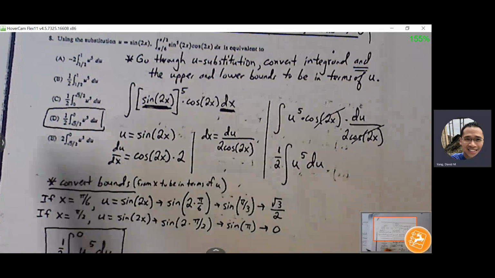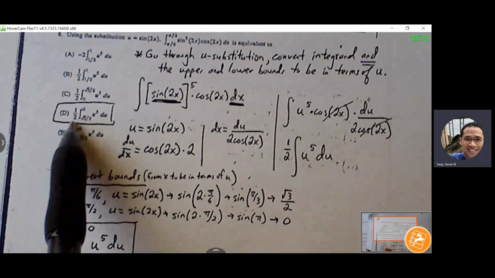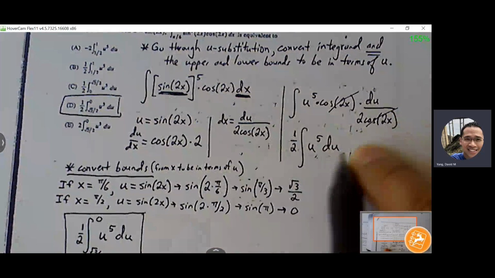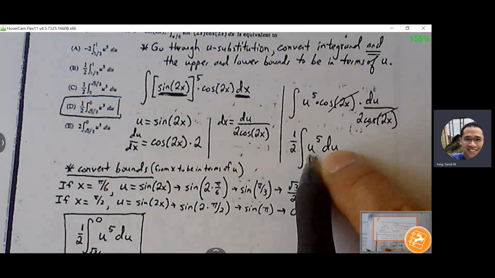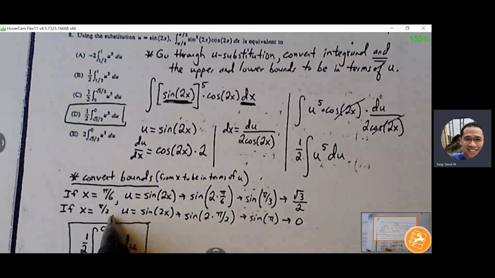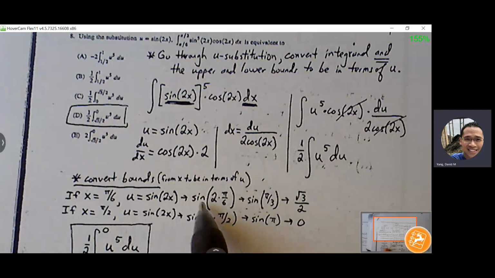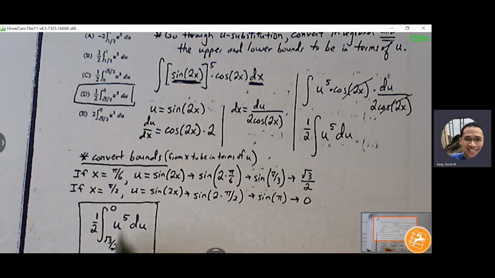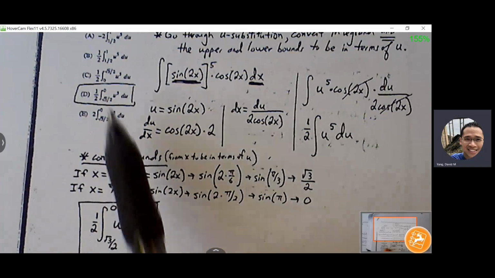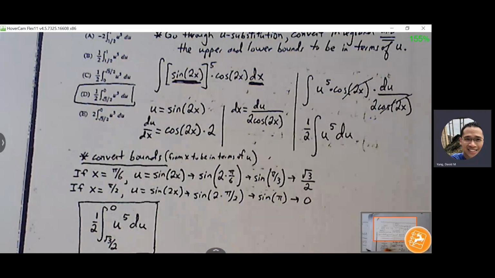We're not going to go any further because we want to match it up with this form. But notice that your integrand is in terms of u, so you have to convert your bounds as well. So we can plug that power of 6 in for x. Sine of pi over 3 is root 3 over 2. Sine of pi is 0. So root 3 over 2 to 0. And it's going to be the equivalent of our starting problem.